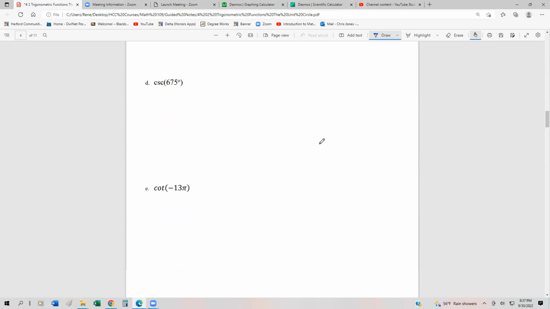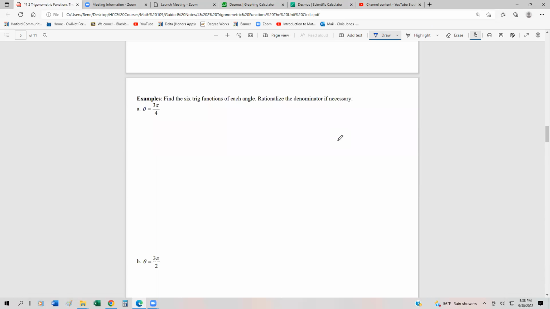Okay, so now let's just remember that the sine of 3 pi fourths is going to be the y coordinate. And remember, we said that the y coordinate was root 2 over 2. The cosine function at 3 pi fourths is going to be the x coordinate, and that's going to be negative root 2 over 2. So those should be really easy, the sine and the cosine functions. Those are just basic functions.